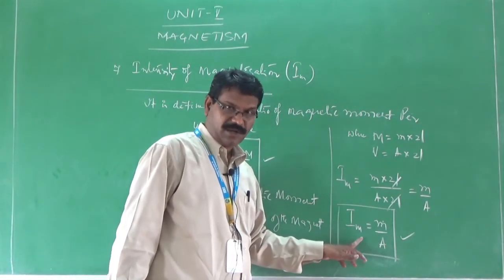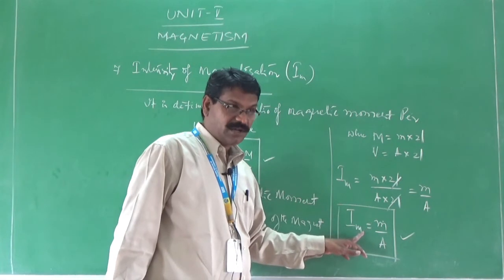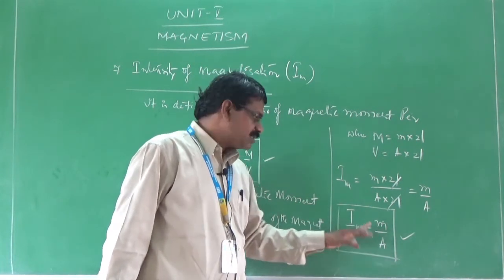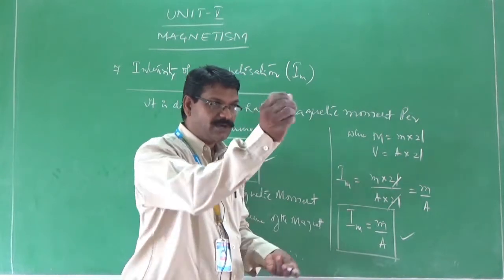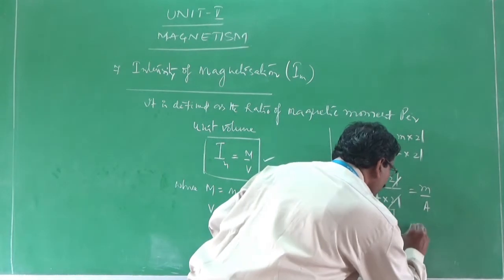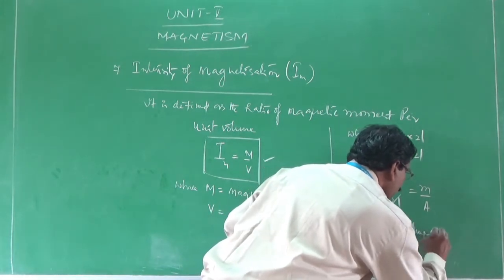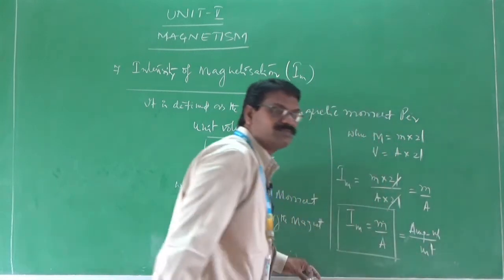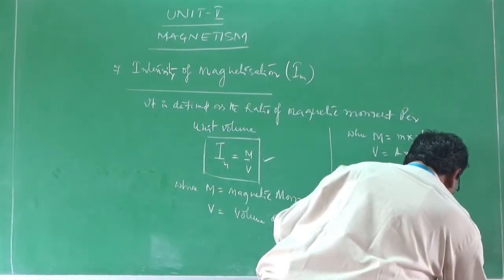Usually we take magnetic north pole. So Im is equal to m by a. Strictly speaking, if you want to write the SI unit of this, I can write like this. That implies ampere meter per meter square. As meter cancelled one time, I will get ampere per meter.